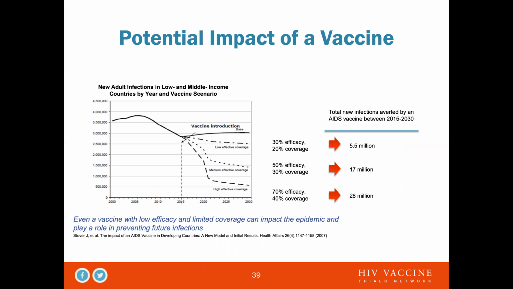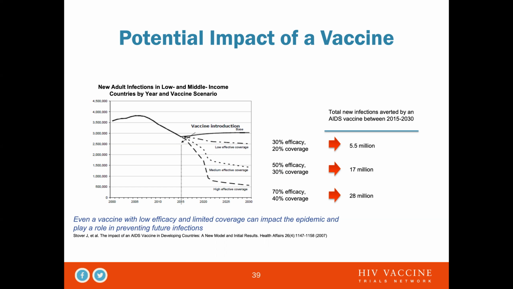The graph on this slide shows the potential impact of an HIV vaccine in preventing new HIV infections between 2015 and 2030. I want to draw your attention to this side of the slide, which is a summation of all of this over here. There are 3 scenarios that we're looking at based on this modeling exercise that some colleagues did.